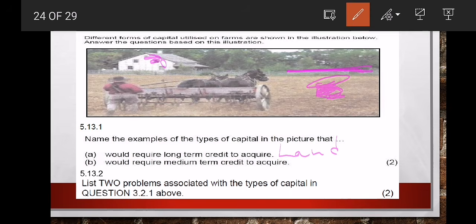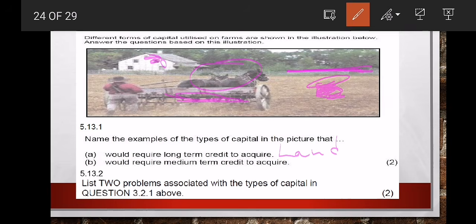Number 2. Name the example of the type of capital in the picture that will require medium-term credit to acquire. Medium-term credit. Remember, a medium-term credit can buy a movable capital. You look at the picture. You have animals here, horses. You also have the planter here. Simple stuff.